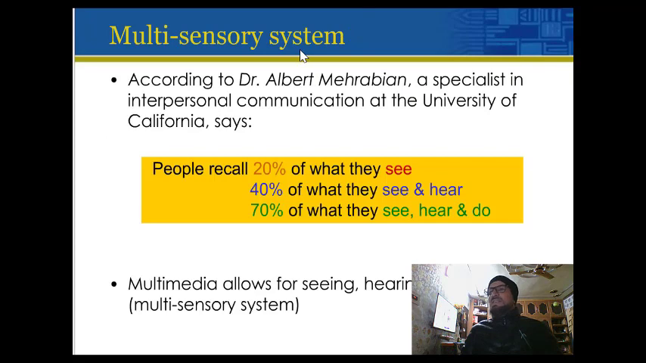And this multisensory system we have, according to Dr. Albert Mehrabian, a specialist in interpersonal communication at the University of California, says that you recall 20% of what you see, 40% of what you see and hear, and if you also do, then you remember 70%. So multimedia allows you seeing, hearing, and doing. In doing, you have interactive stuff where you can interact with the system. You have buttons, you may have menus where you can interact with the system, so you can do also.